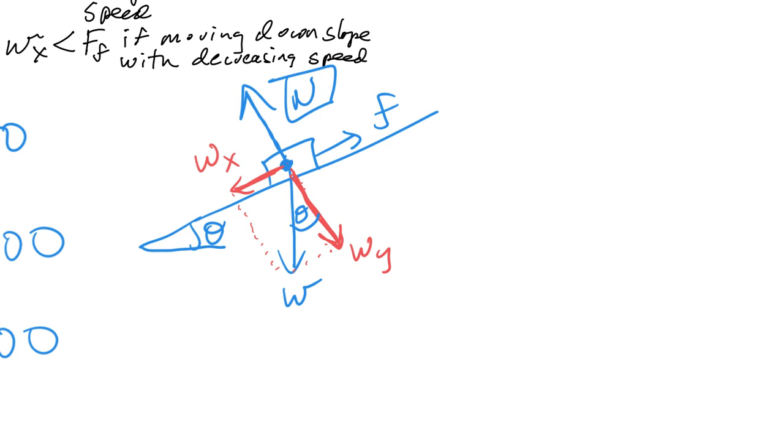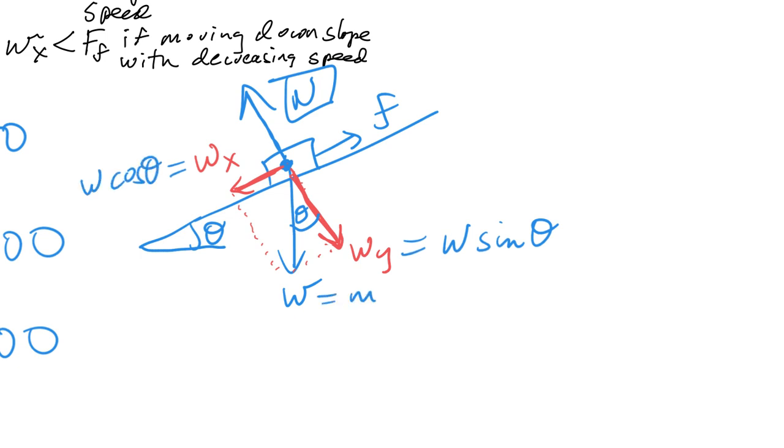This angle right here, this triangle right here is congruent to this triangle. And that's why those two angles are the same. So Wy is equal to W times sine of theta, because that's the y component. Then Wx is W cosine of theta.